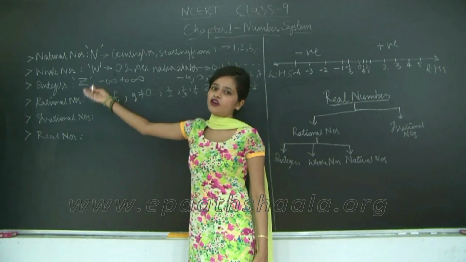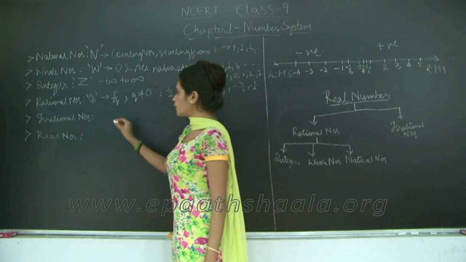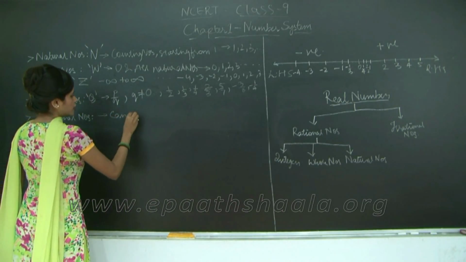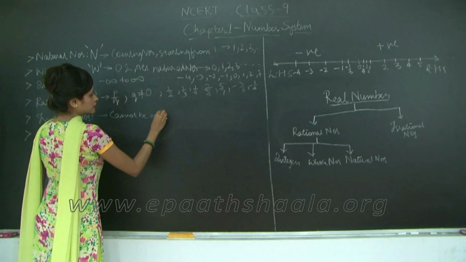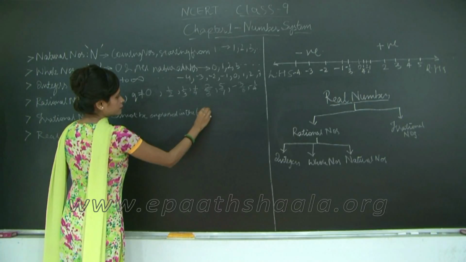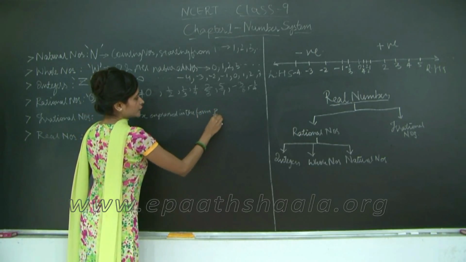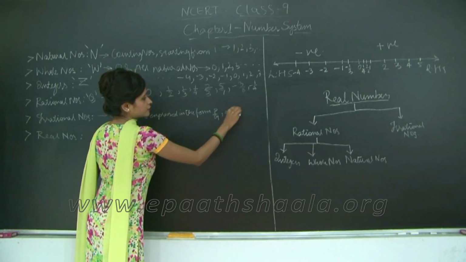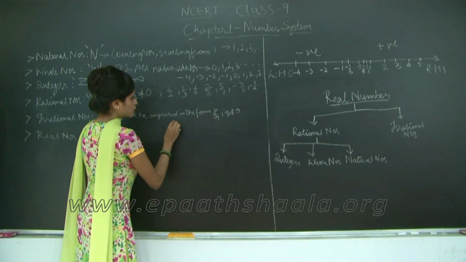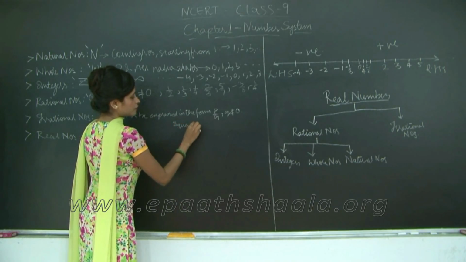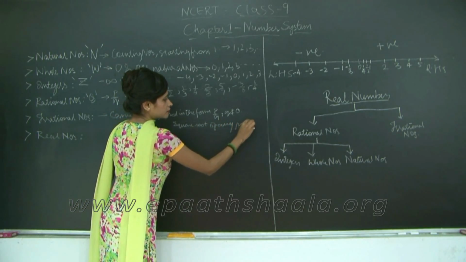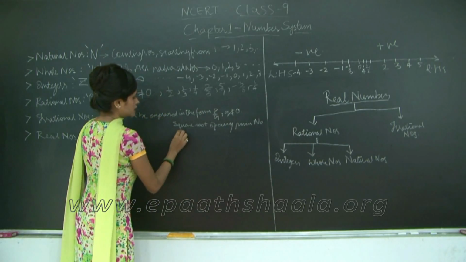Irrational numbers are the complete opposite of rational numbers. Okay, so something that cannot be expressed in the form P upon Q, where Q is not equal to 0. Okay. So for now I will just give you the examples. Square root of any prime number is irrational.